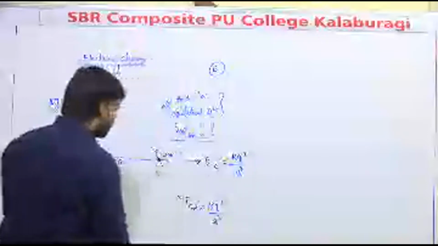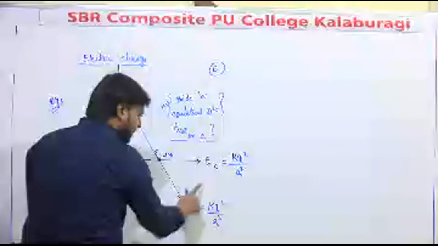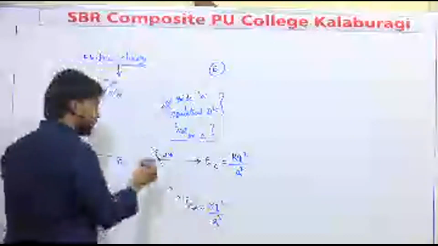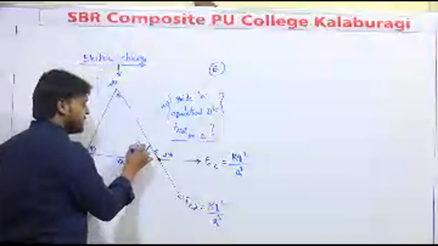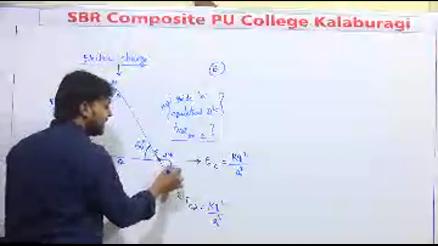Next, the magnitudes are common. Now vector addition: the angle between them we also know. This angle is 60 degrees, and definitely this angle also I can take as 60 degrees.